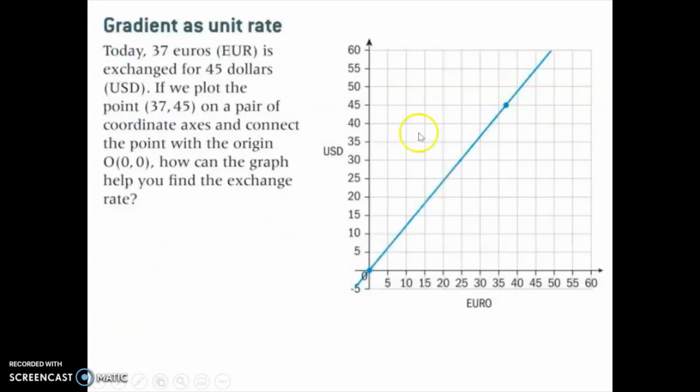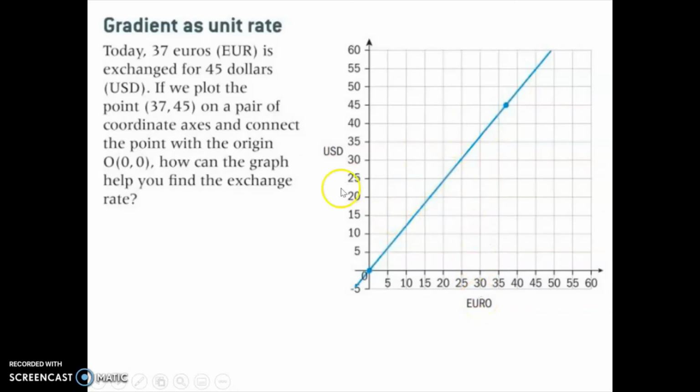Okay, a common place you'll see unit rates applied is in the idea of currency conversions. Let's say we have this situation. 37 euros is exchanged for 45 US dollars. If we plot this point, (37, 45) is plotted right here. Here's euros, here's dollars. So this line now represents the exchange rate. How many euros we get per dollar, right? So can you find that? What is the exchange rate? How many euros per dollar?